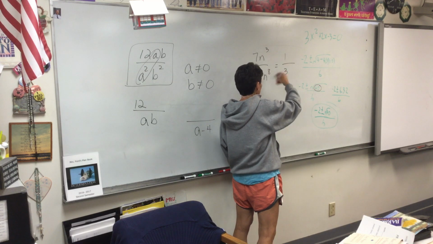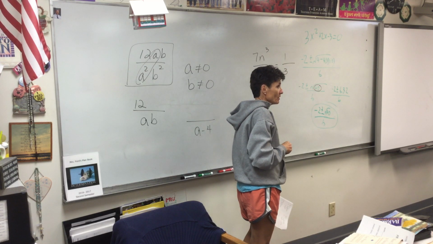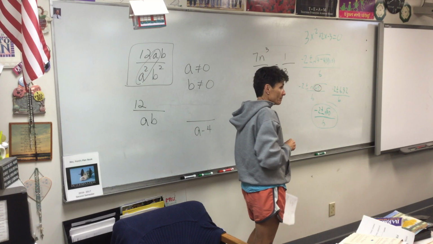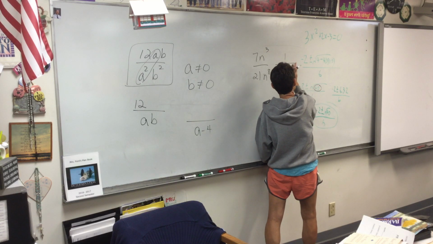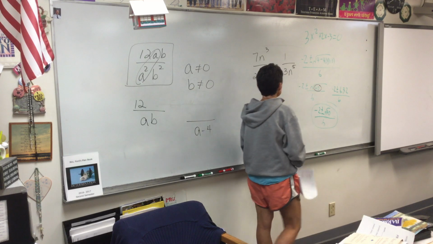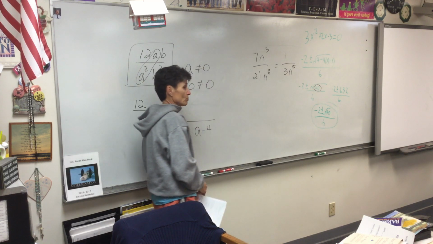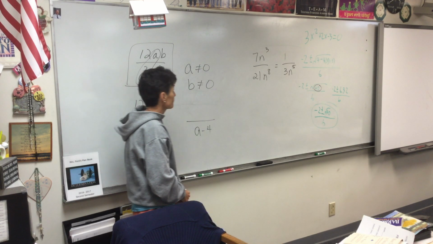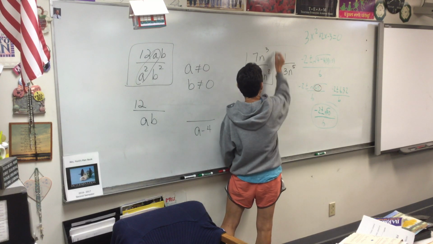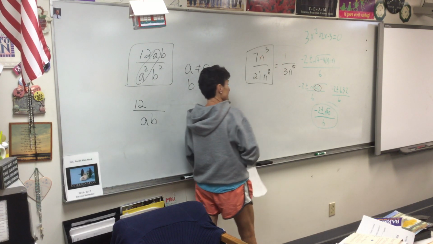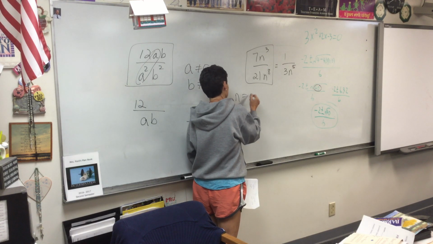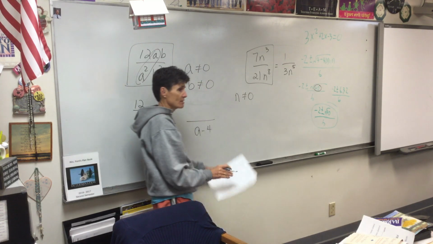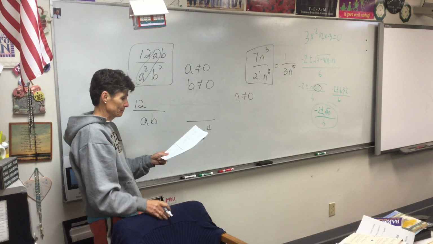You got 3 n's on top and 8 n's on the bottom. Where are the leftovers going to be? Bottom. How many are there going to be? 5. Not 3. 5. So your answer is 1 over 3n to the 5th. Go back to the original problem. N is your only variable. Is there anything n can't be? Yeah, n can't be 0. That's your excluded value.